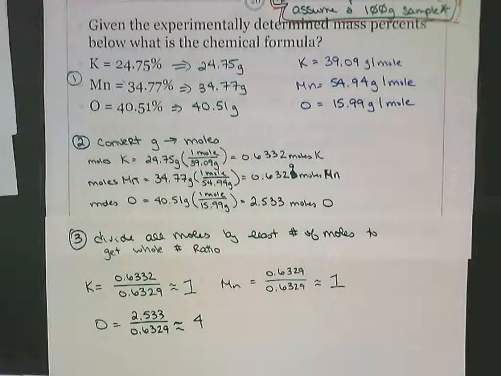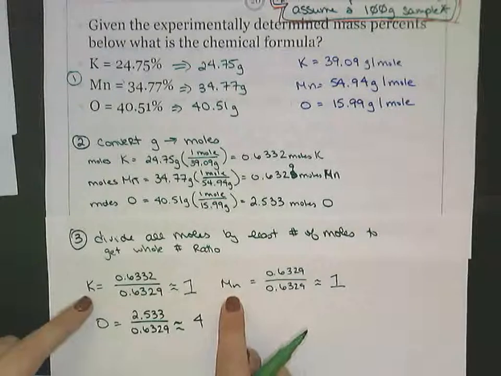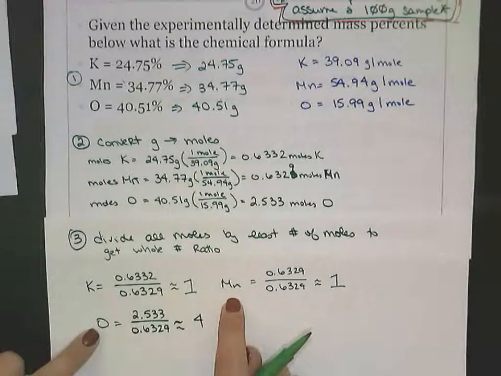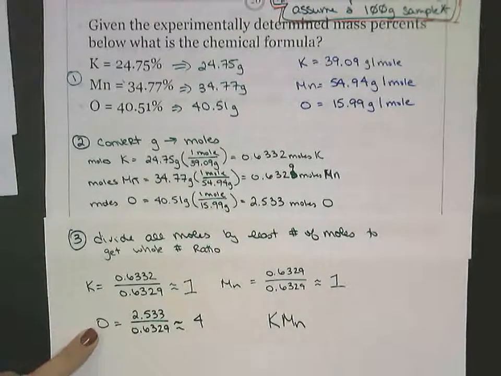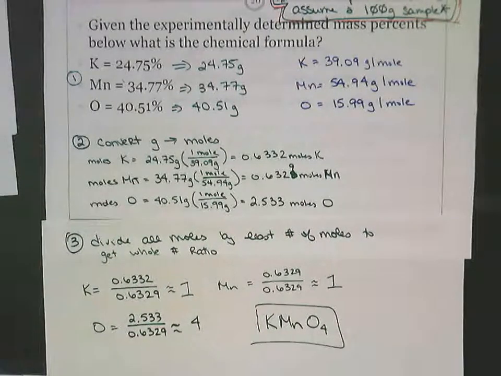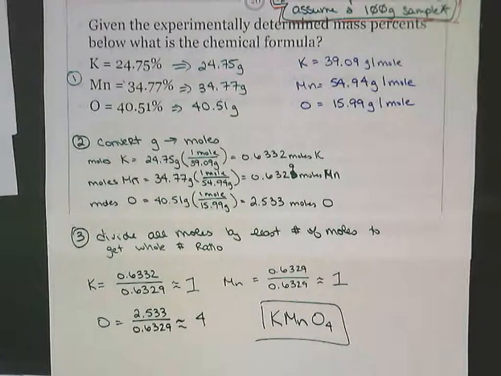So what this tells us is that the potassium to manganese ratio is 1 to 1, and the oxygen to manganese ratio is 1 to 4. So I need 1 potassium, 1 manganese, and then how many oxygens? So for my unknown compound, I at least know that the empirical formula is 1 to 1 to 4.